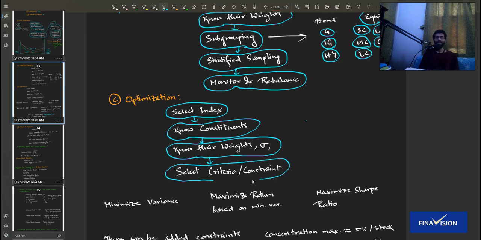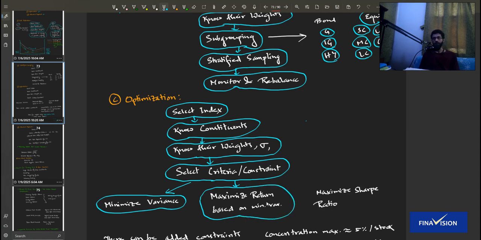Now what can be that constraint or that criteria? It can be variance. So for example, one can try to minimize the variance. This can be one of the target criteria, right? Then it can be maximizing return based on minimum variance. So first the minimum variance is measured and based on that the maximum return portfolio is created. That can also be another optimization technique. One more optimization technique can be maximization of the Sharpe ratio.